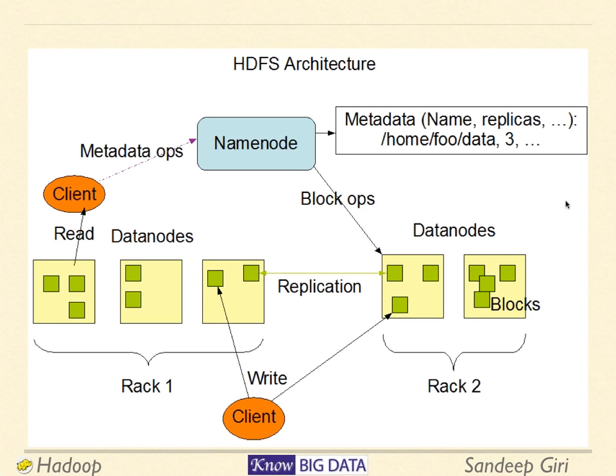So Savita's question is that in this peak there is one transaction where the client is writing directly to the data node and not through the name node. Okay.